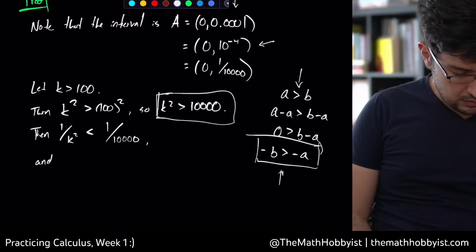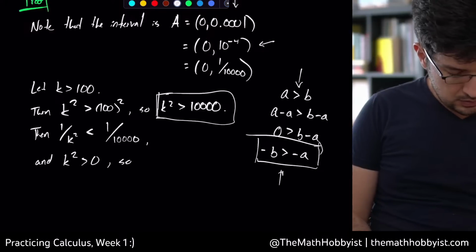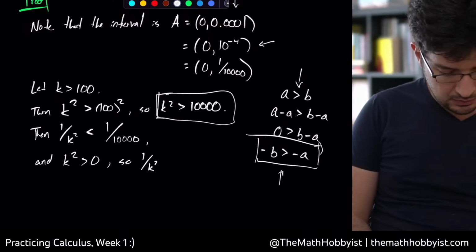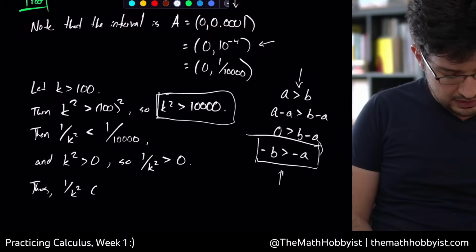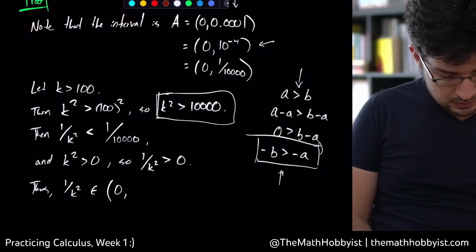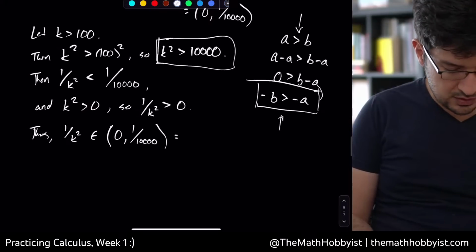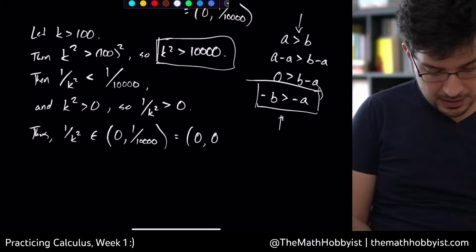And k squared is greater than 0. So 1 over k squared is also going to be greater than 0. Thus, 1 over k squared is in the interval 0 to 1 over 10,000, which is the same as the interval that they asked about.